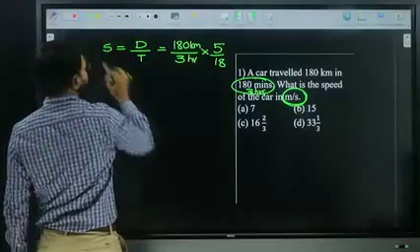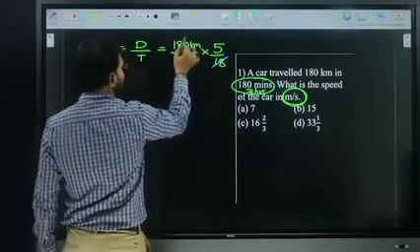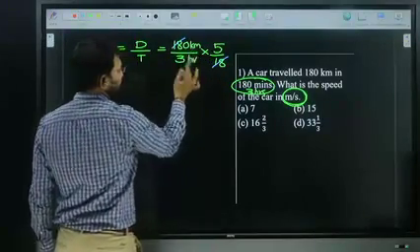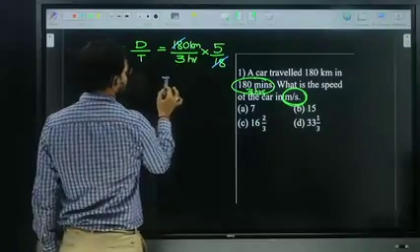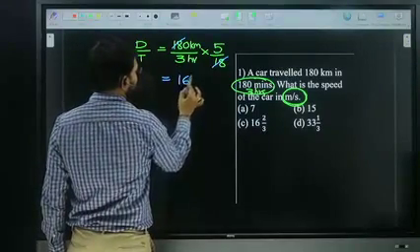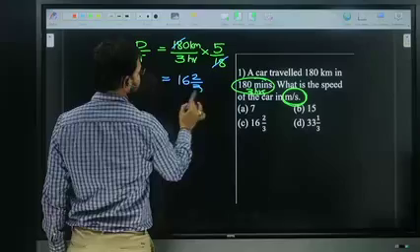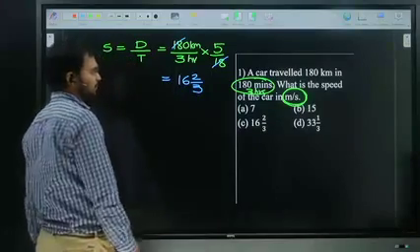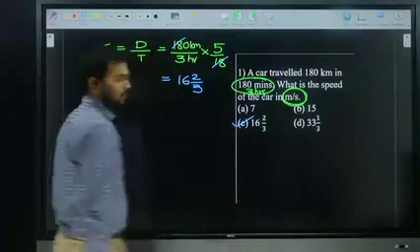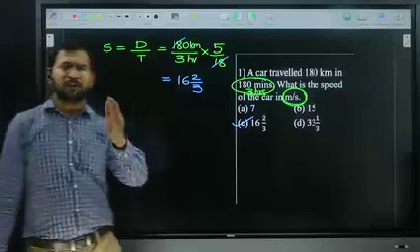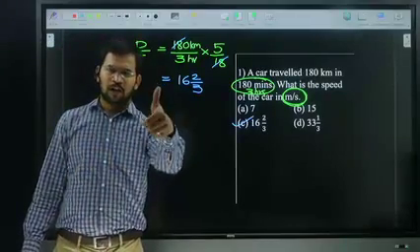All of you look at me. 18 gets cancelled. So 5 into 10, 50. 50 by 3 is nothing but 16 2 by 3. So therefore, your option is 16 2 by 3 meter per second. All of you clear?